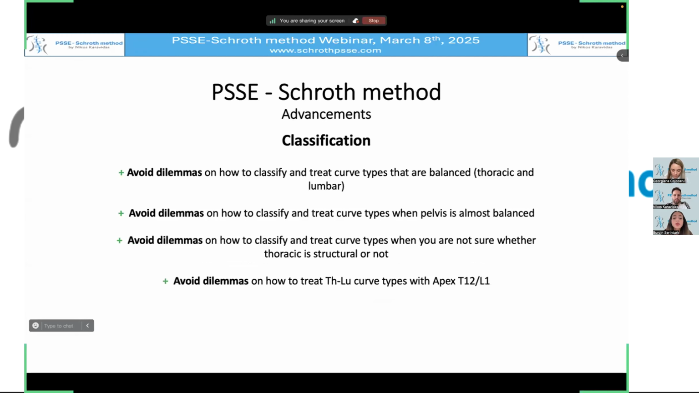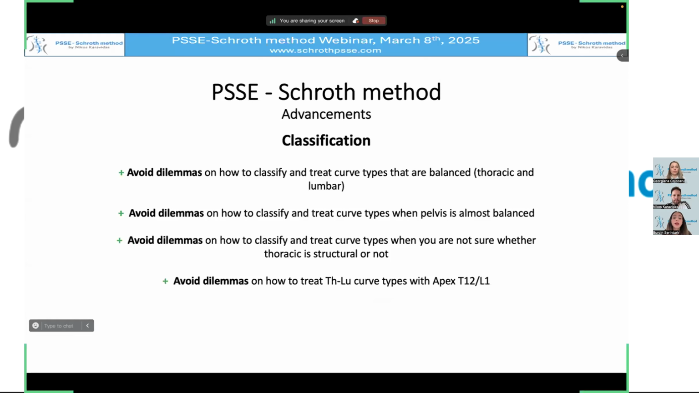Sometimes it's hard to choose a classification. You will see also by your experience, sometimes it's hard to say this patient is this classification, because sometimes you will face some dilemmas, and not only just classify, but at the same time how to treat your patient. But I can tell you, in our method, we have some advancement in classification, especially in how to classify our patient and how to treat our patient.